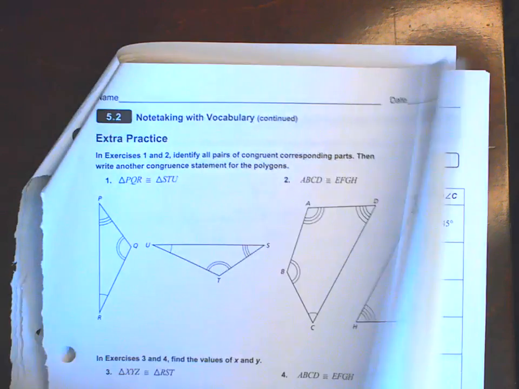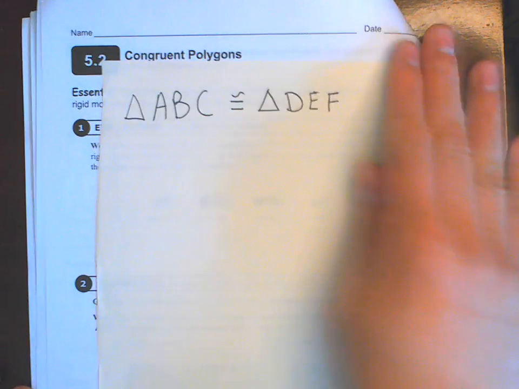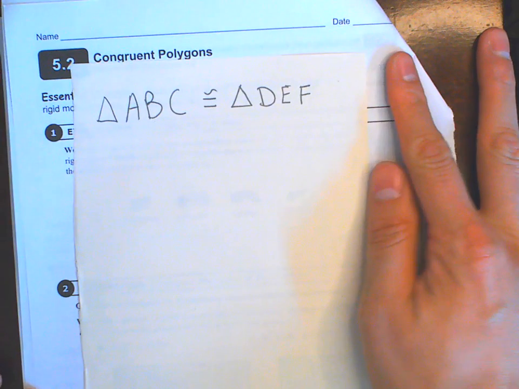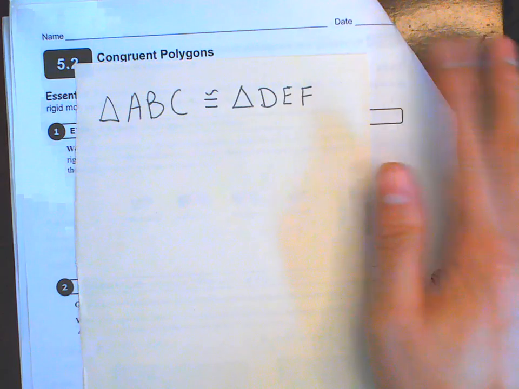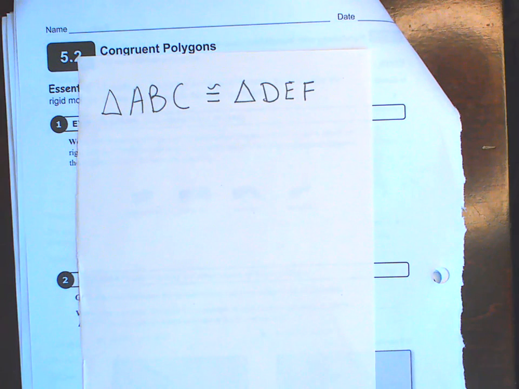All right, let's go ahead and go to our exploration, which is on page 128. Now, it's not so much of an exploration. It's more like an introductory to congruency. Now, we're going to start with an example. The example is a triangle.